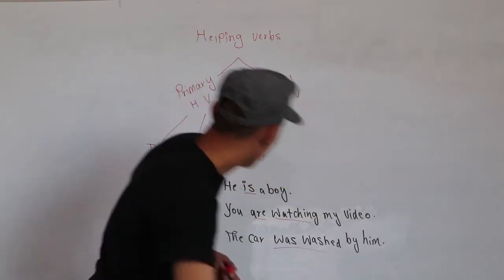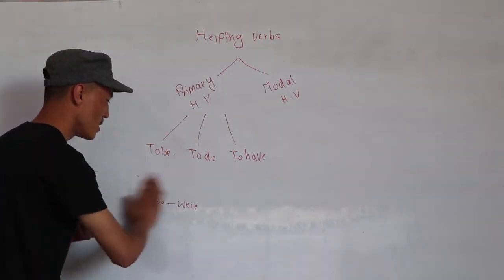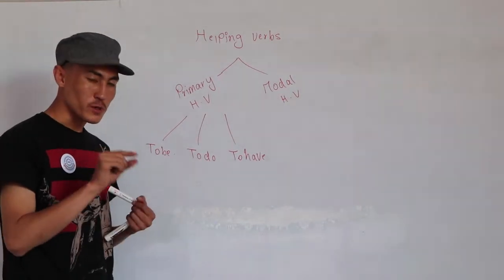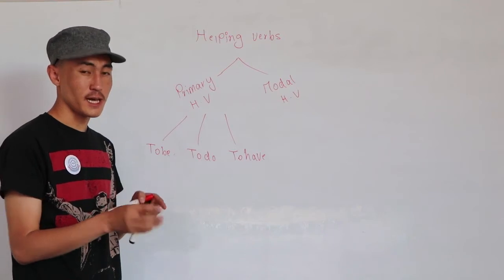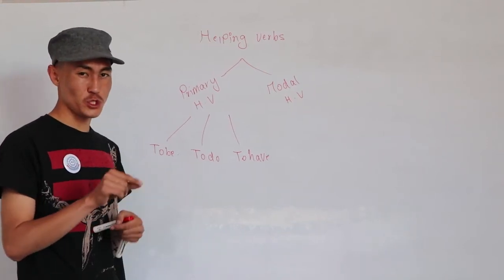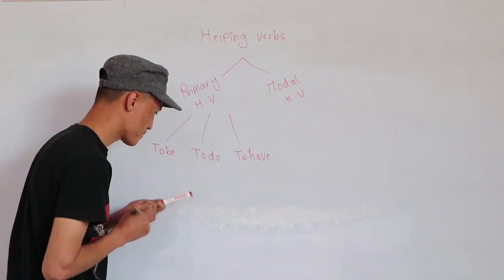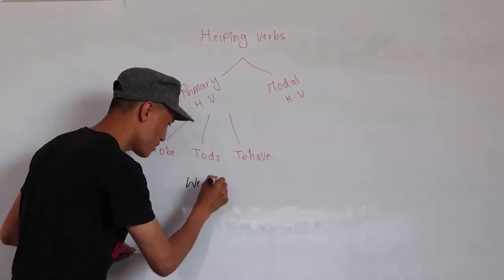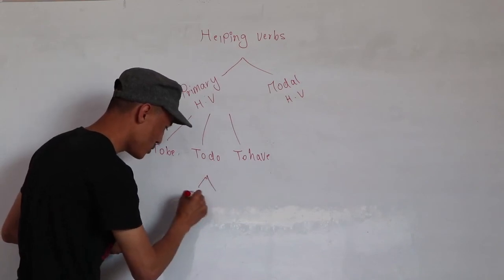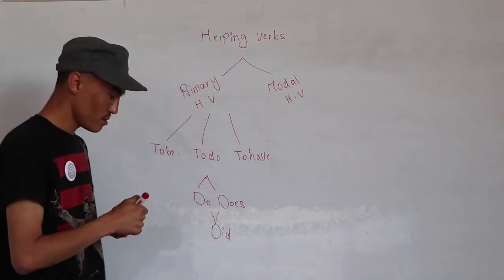Come to do. To do verbs also are helping verbs. We use them to show doing of something, as well as we use them in past and present simple to change the sentences into negative and interrogative. Look, there are three: do and does, and the past form of them is did. Look, come to examples.